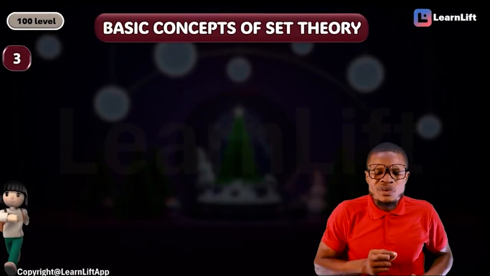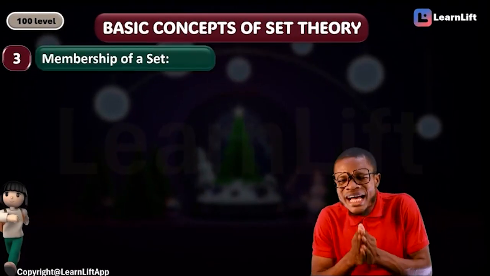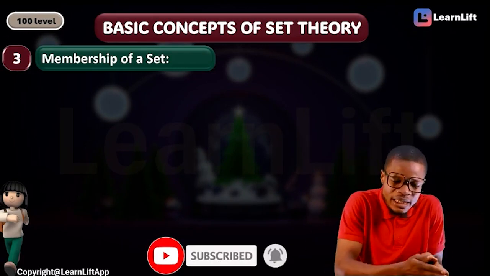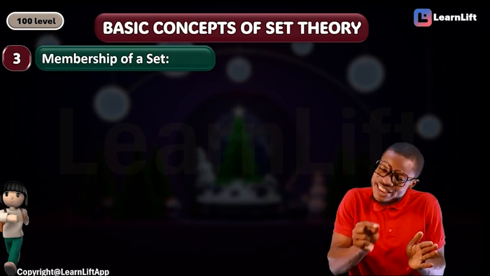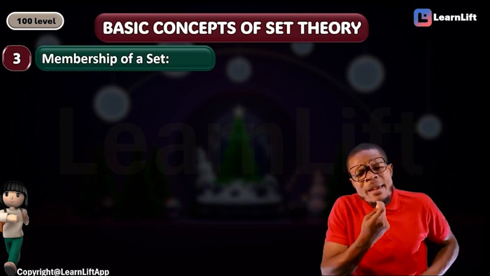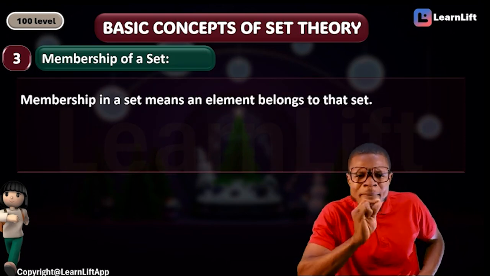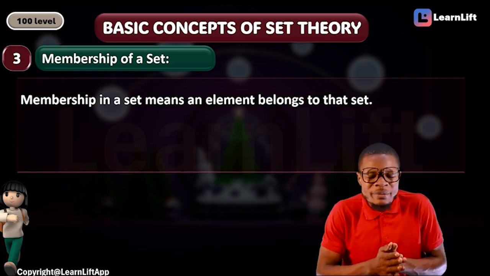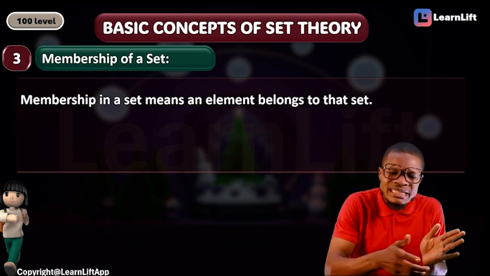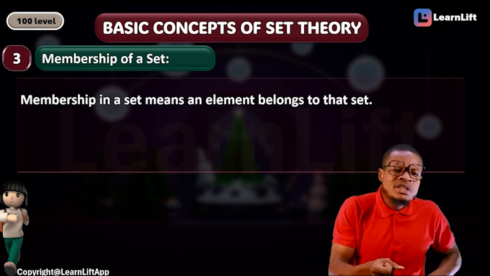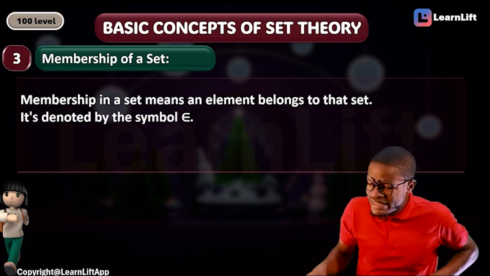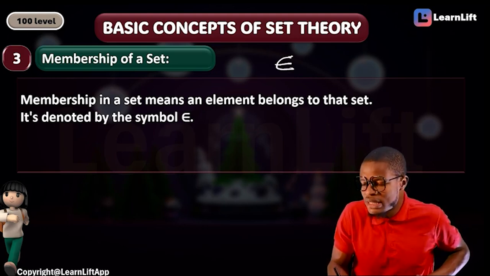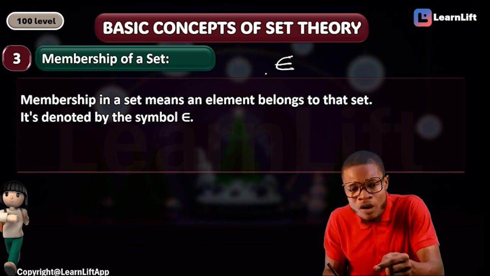Number 3 has a sweet name, and number 3 is called membership of a set. You belong to a family, you are a member of that family, you have membership in that family. So what is membership of a set? Simply put, membership of a set means an element belonging to that set. It is the element that belongs to that set. Another thing you must note very fast, it is denoted by the symbol ∈, like this. So if they write something of this nature, it means this is a member of that set.